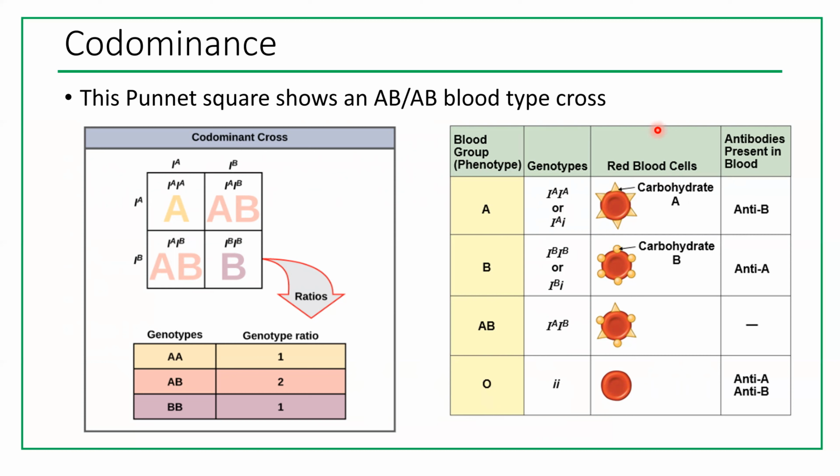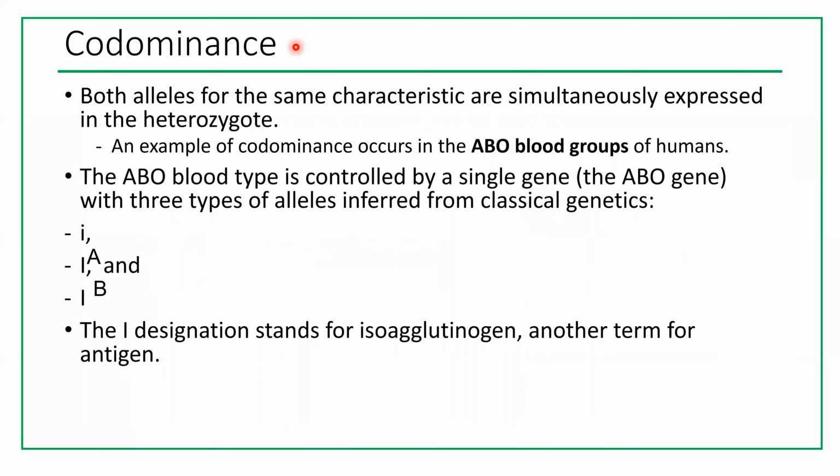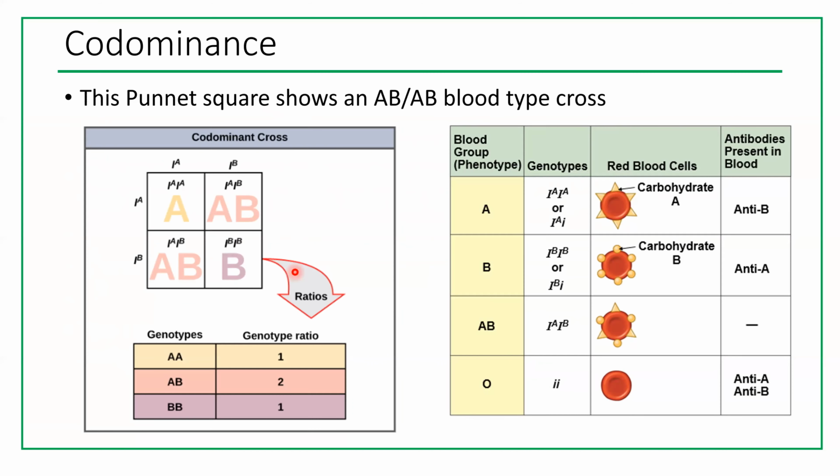Right? In physiology, you will go into details of all these antibodies and antigens, but for purpose of this class, we just want to remember that codominance is when both alleles are dominant, right, and they both can be expressed. An example would be blood type inheritance in people.